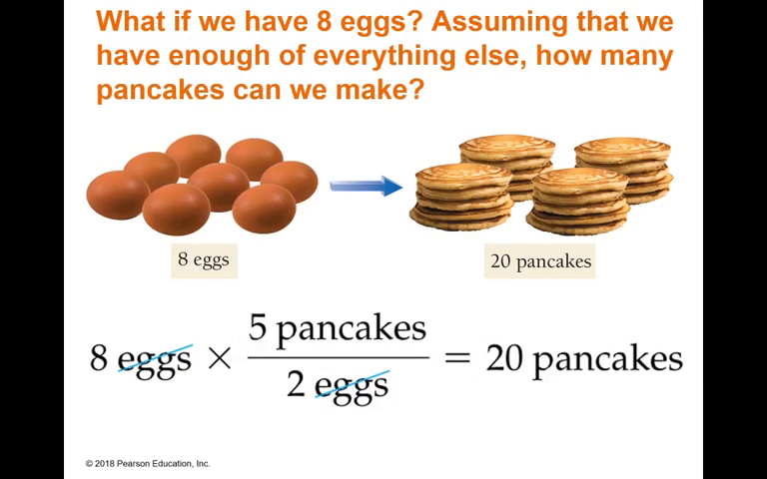Let's apply that idea. If we now have 8 eggs, and we assume we have enough of everything else, how many pancakes can we make? Using the ratio from earlier, 2 eggs produce 5 pancakes. 8 eggs produce X pancakes. So we set up the proportion 8 eggs times 5 pancakes over 2 eggs equals 20 pancakes. That's how stoichiometry works. We use ratios from a recipe or a chemical equation to predict outcomes.